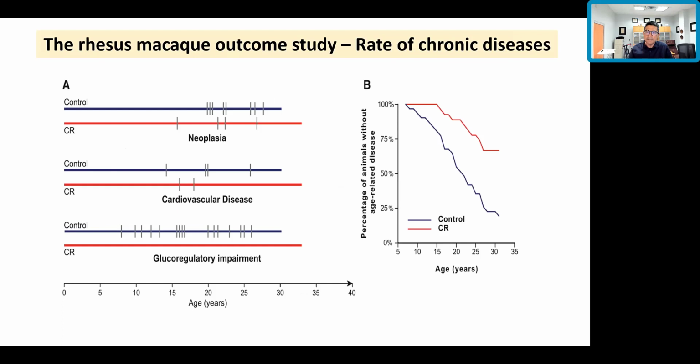Like we discussed, monkeys also die of cancers, heart disease, and diabetes. If again, you looked at this graph, and you looked at the calorie restricted monkeys, they had a much lower chance of acquiring these chronic diseases compared to the monkeys in the control group. In fact, almost all the monkeys in the control group got some kind of a chronic disease or another, whereas nearly 70% of monkeys in the calorie-restricted group were free of chronic diseases.